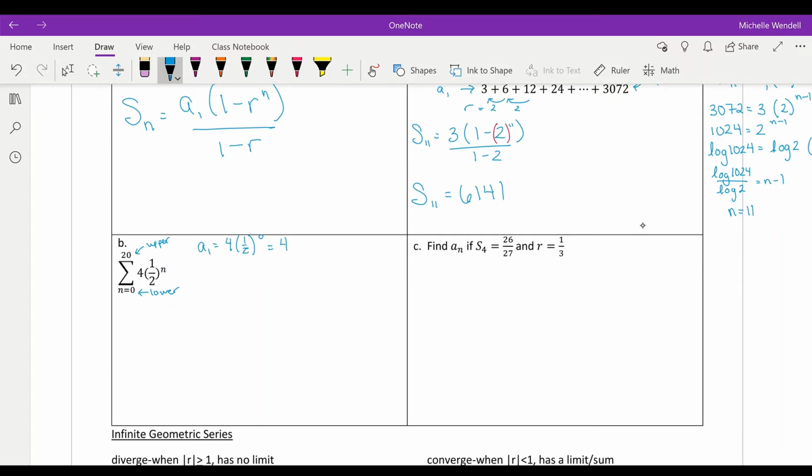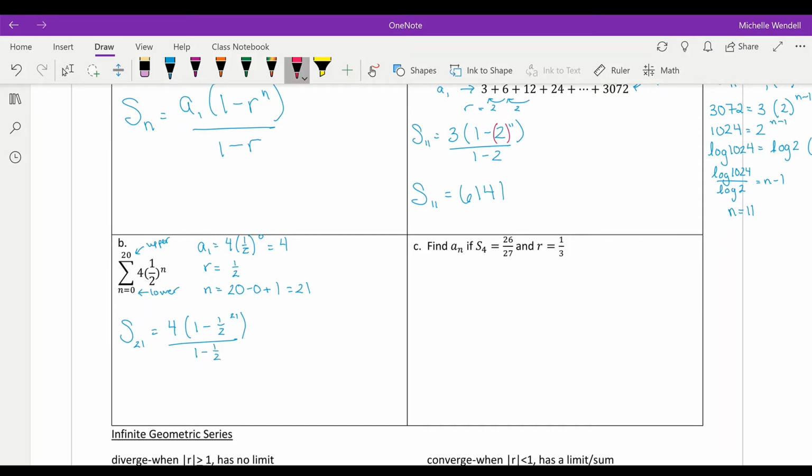Then I need my ratio, which in this case is a half. And then I need n, which is my total number of terms, which again is upper minus lower plus 1, which means I actually have 21 terms, not 20 terms, because I am including that 0 for that n value there. Alright, so if I plug this in, I get S sub 21 equals a1, which is 4, times 1 minus a half to the n, which is 21, over 1 minus a half.